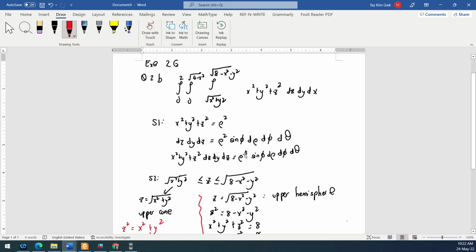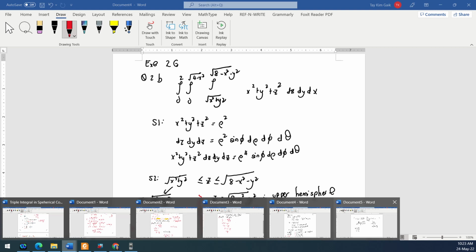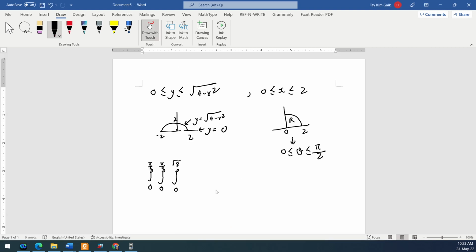Rho to the power 4: x squared plus y squared plus z squared is rho squared, and dz dy dx is rho squared sin phi d rho d phi d theta. So you get rho to the power 4 sin phi d rho d phi d theta. Then you integrate with respect to rho first, where sin phi you may factor outside the rho.